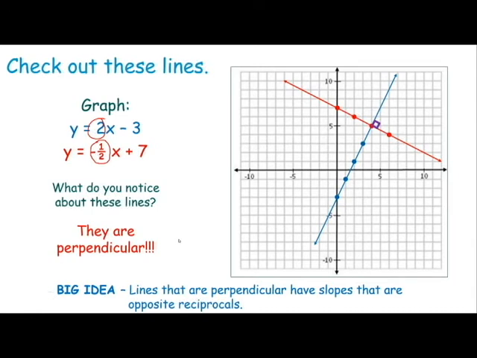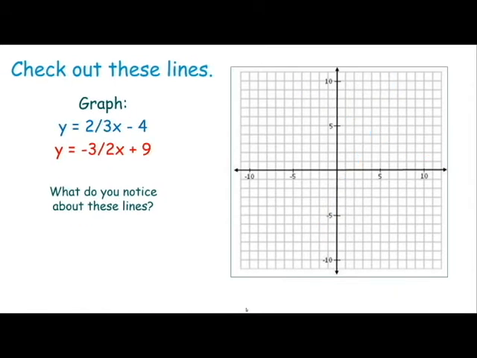That's big idea number 2 for today. Lines that are perpendicular have slopes that are opposite reciprocals. So if I were to give you a line that has a slope of 2/3, and a line that has a slope of -3/2, hopefully we can look at those and realize 2/3 and 3/2 are reciprocals, and we should notice that one is positive and the other is negative. Given what we learned on the last slide, I would expect these two lines to be perpendicular.